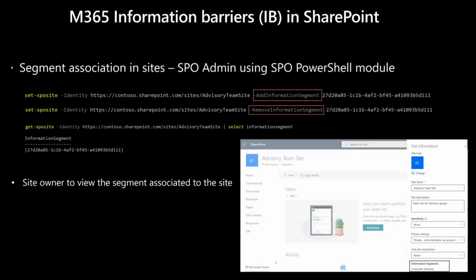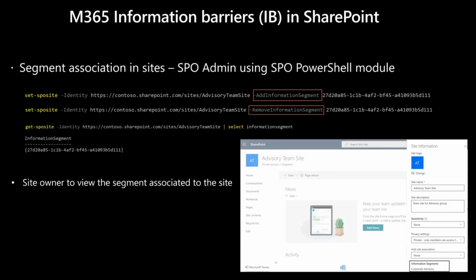Now today with SharePoint information barriers, the SharePoint administrator can use the SharePoint PowerShell module to add segments to a site. On the screen you can see that we have extended our Set-SPOSite commandlet and have added two new parameters, AddInformationSegment and RemoveInformationSegment, using which the admins can now add all the compatible segments that they want to add to a site, as well as, if they don't want to have a segment, they can remove it using the RemoveInformationSegment parameter. They can also check what are the segments which are associated on the site using PowerShell. This can be achieved using the Get-SPOSite commandlet.